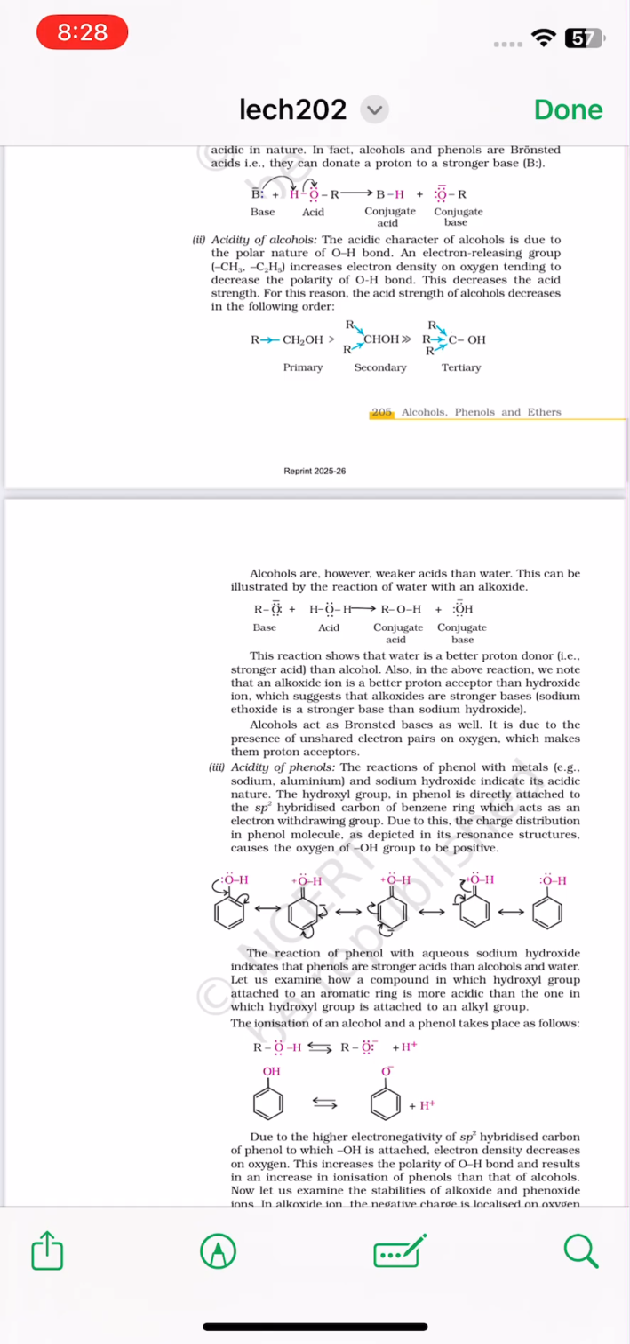Alcohols act as Bronsted bases as well. It is due to the presence of unshared electron pairs on oxygen, which makes them proton acceptors.